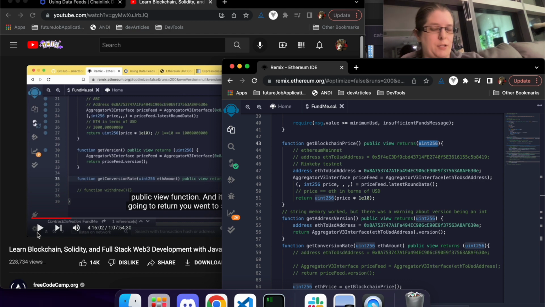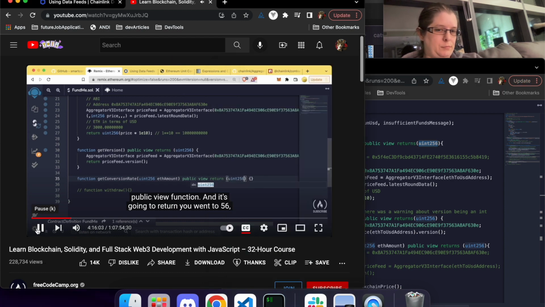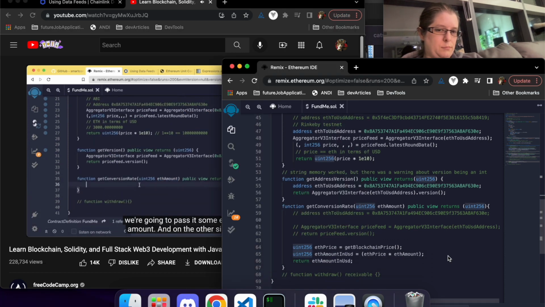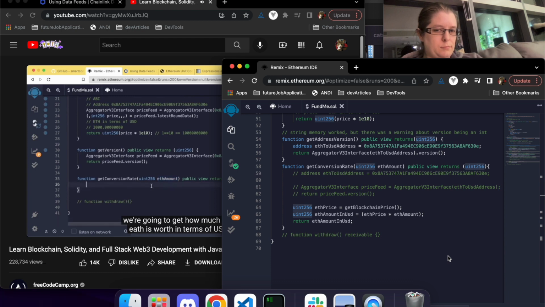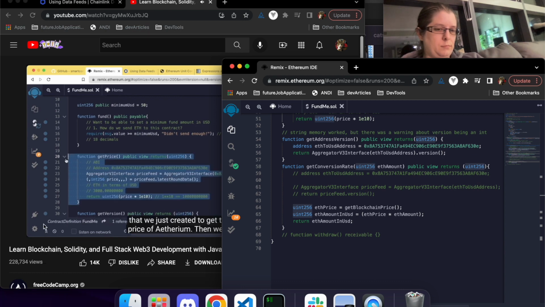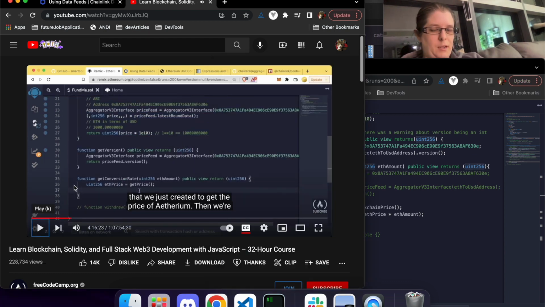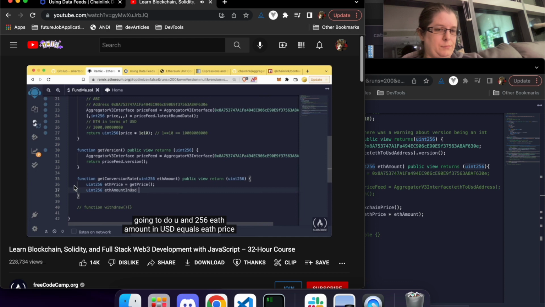We have about half of an hour, and I just paid the advertisement tax. So here we go. The uint256. We're going to pass it some ETH amount. And on the other side, we're going to get how much that ETH is worth in terms of USD. So we're going to do a uint256 ETH price equals get price. So first, we're going to call our get price function that we just created to get the price of Ethereum. And I did get blockchain price because I like descriptive methods, and also to be confused when following along with a tutorial.